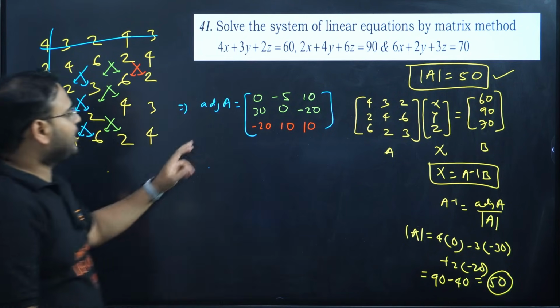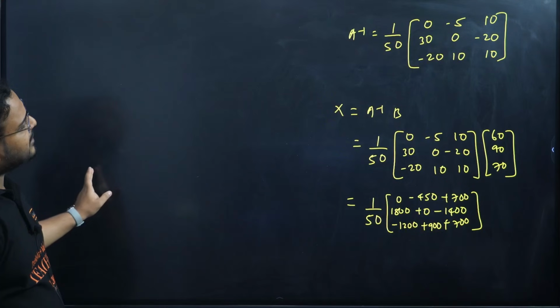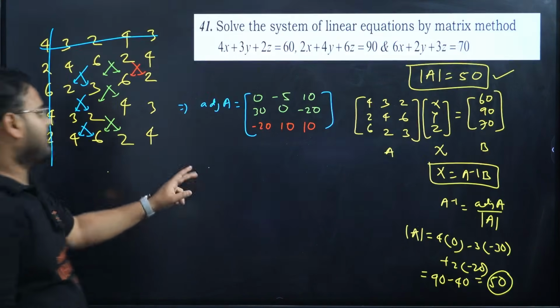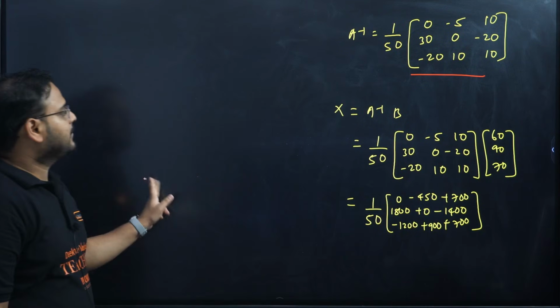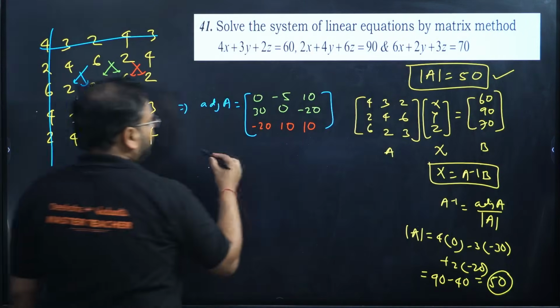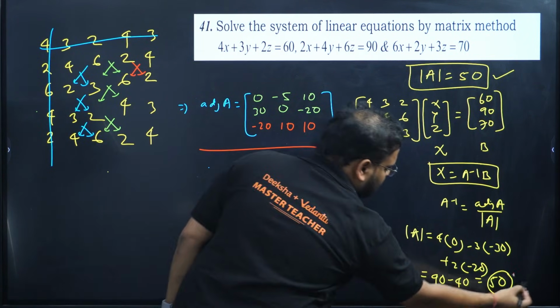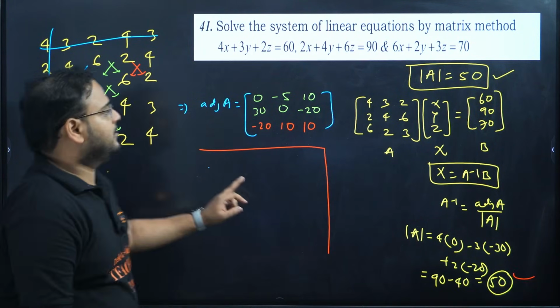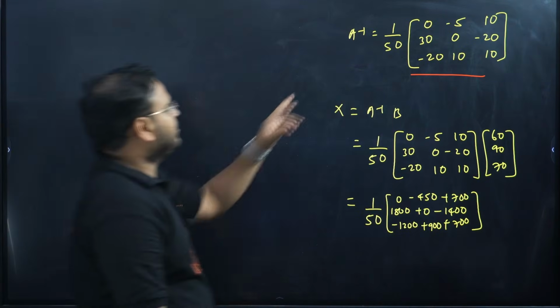Check here, this is my adjoint of A: 0, minus 5, 10, 30, 0, minus 20, minus 20, 10, 10. I have written already over here the calculations to save some time. So I have got the adjoint of A. If you have to find out what the inverse is going to be, this is divided by this value 50. That's my inverse. So this method is clear. Here it is the inverse.